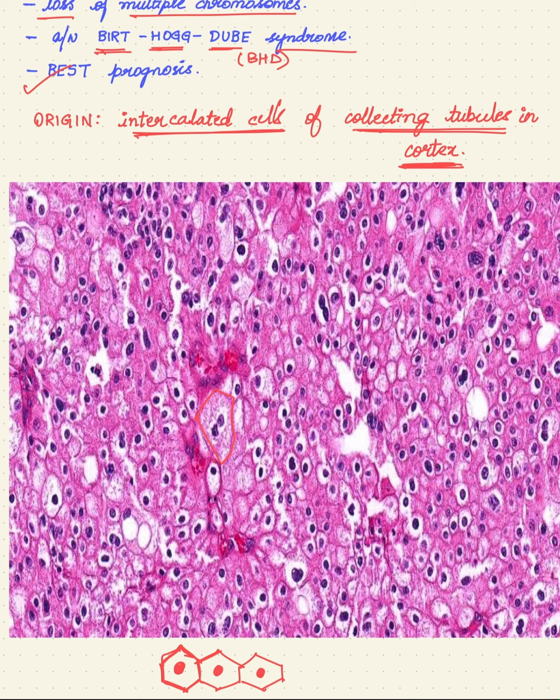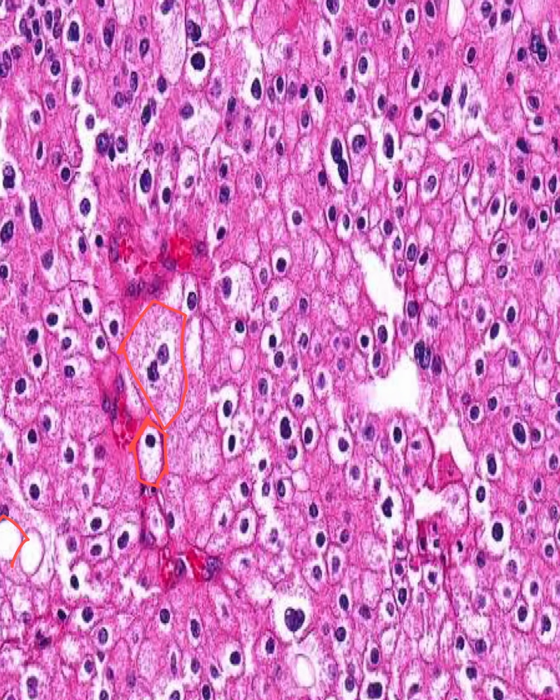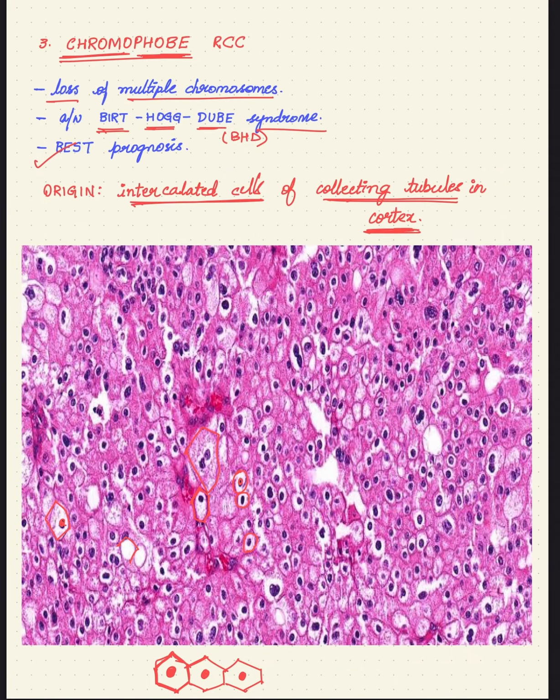See the cell borders here. They are very thick and distinct, well-defined cell borders with a nucleus in the center. And also there is a characteristic perinuclear halo. This is the nucleus, and around the nucleus is a halo. This is extremely characteristic of chromophobe.